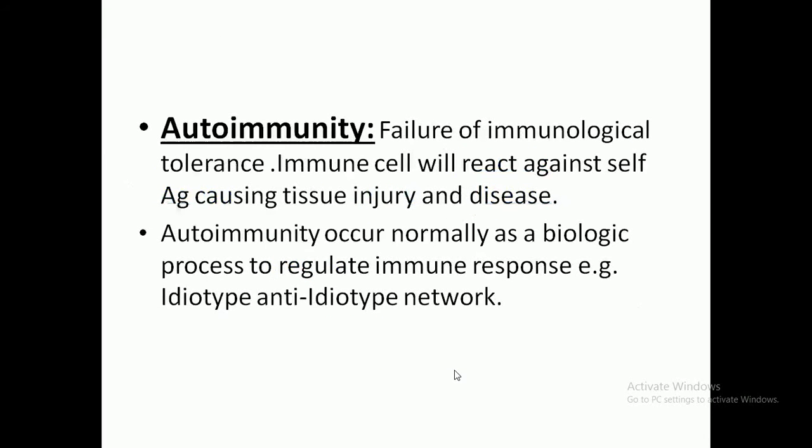And autoimmunity is the failure of immunological tolerance. Immune cells will react against antigen, causing tissue injury and disease. And autoimmunity also occurs normally as a biological process to regulate the immune response, for example the idiotype, anti-idiotype network. And this is the natural process of autoimmunity that occurs in the body.